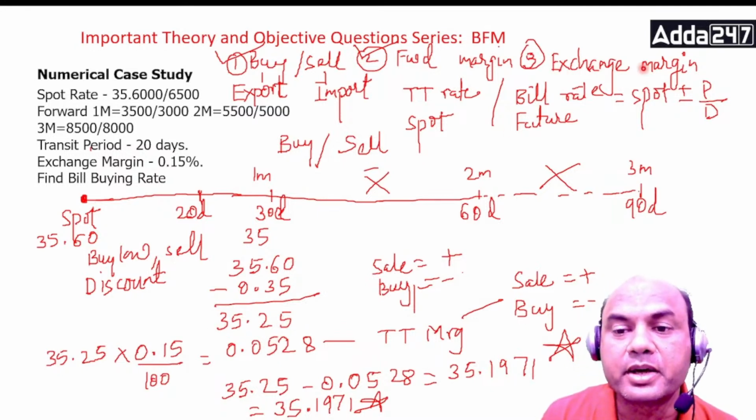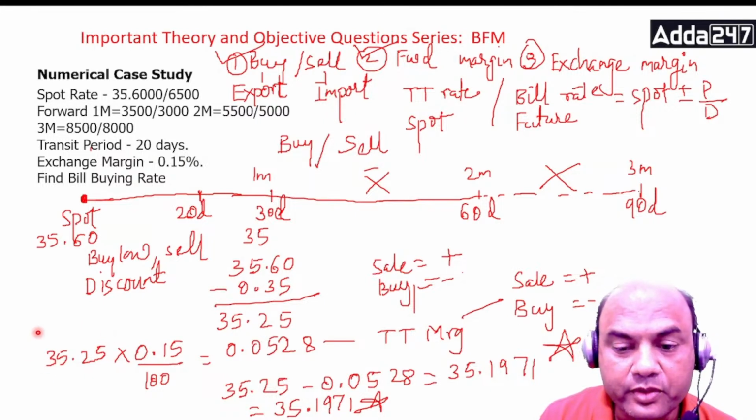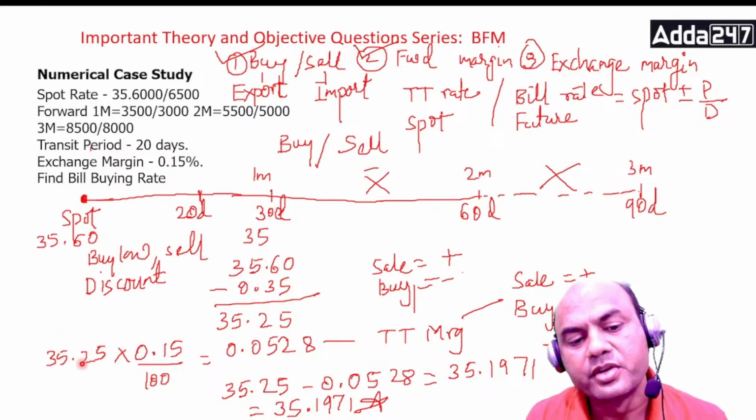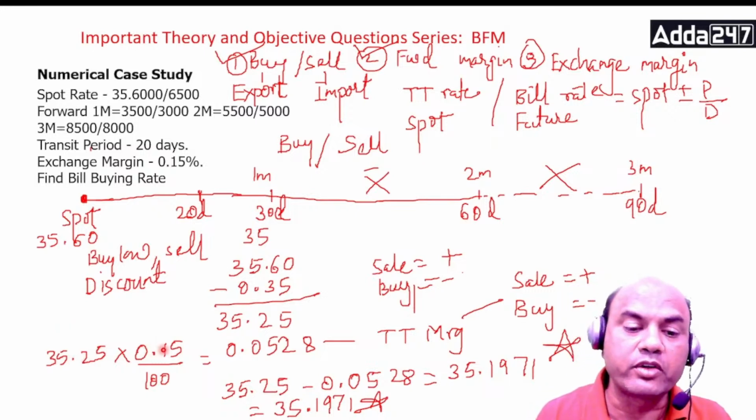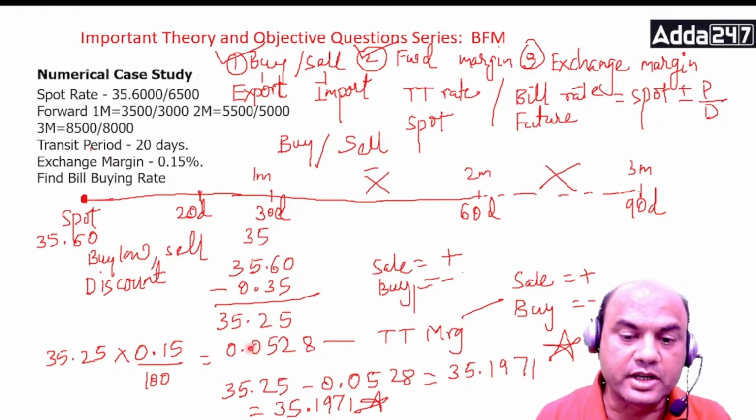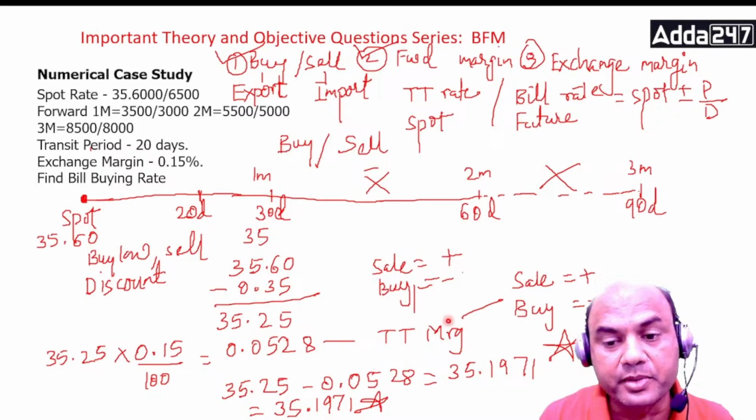You have calculated this forward margin and then you have got this 35.25. What about the TT margin or exchange margin? 0.15%. So multiply this 0.15%. Now take this rate, 35.25. Forget this 60 now. So 35.25 into 0.15 upon 100. Solve this. You should get this as 0.0528.